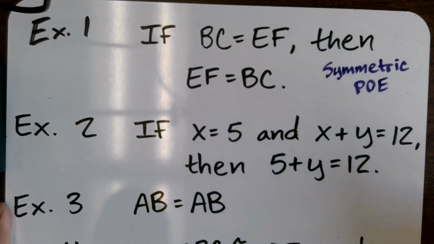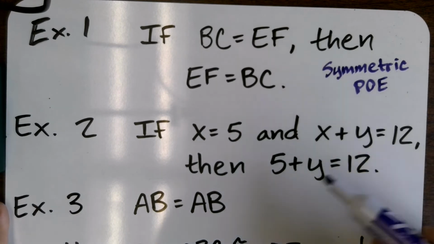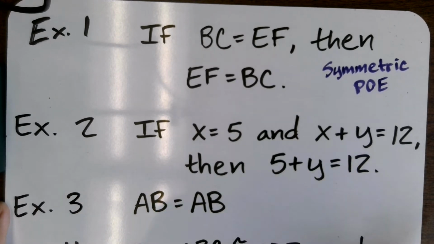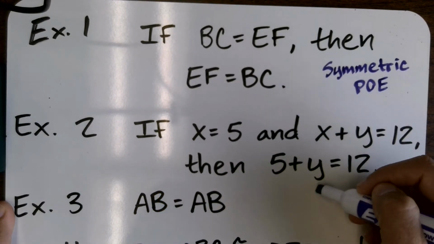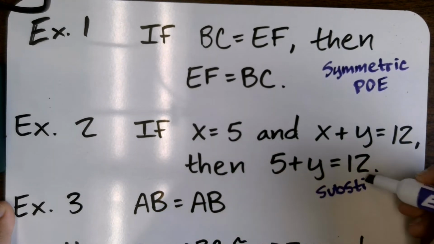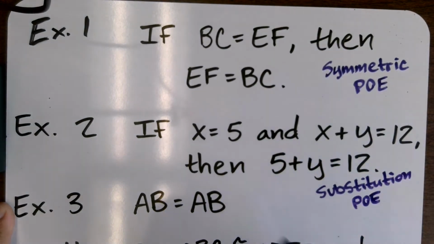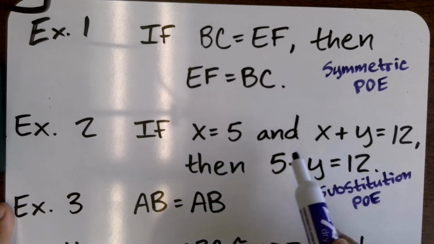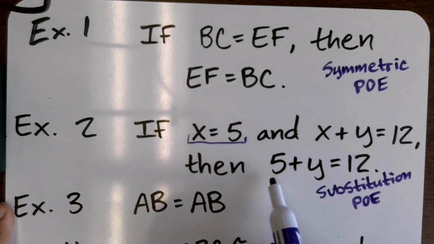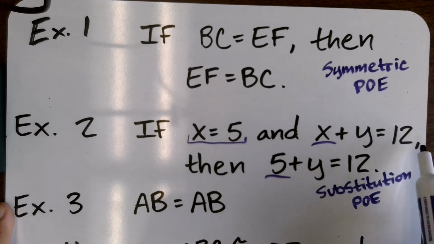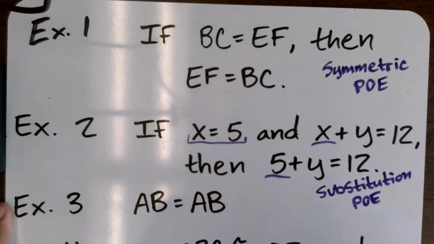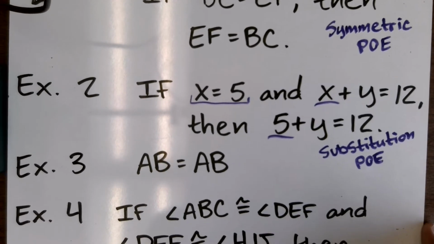For example 2, if x equals 5 and x plus y equals 12, then we know 5 plus y equals 12. Think about it. This is going to be that substitution property of equality. Because we said that x equaled 5, that means I can replace it in any equation or expression. So I'm just taking the fact that x equals 5 and replacing it in the equation here. So since x plus y equals 12, I can replace the x with the 5, substitution property of equality.